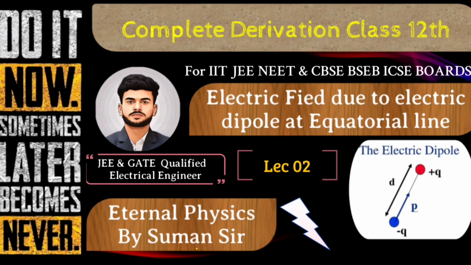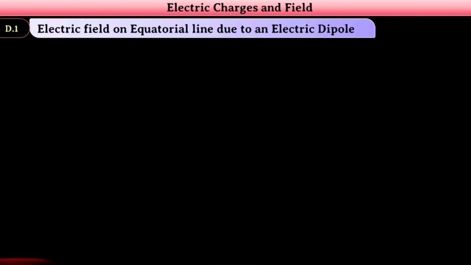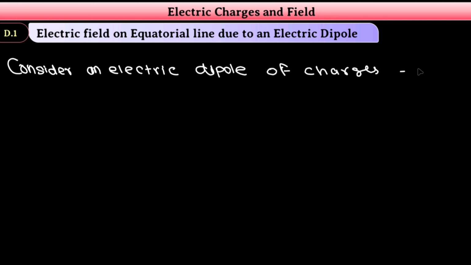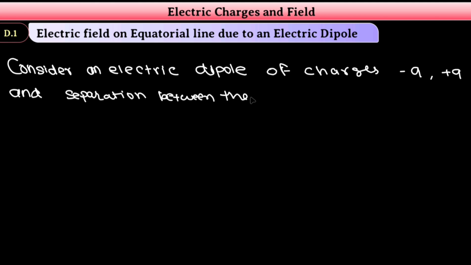In this lecture, we will derive the expression for electric field due to an electric dipole. Let's get started. Consider an electric dipole of charges minus q and plus q, and separation between them is 2a, which is standard.